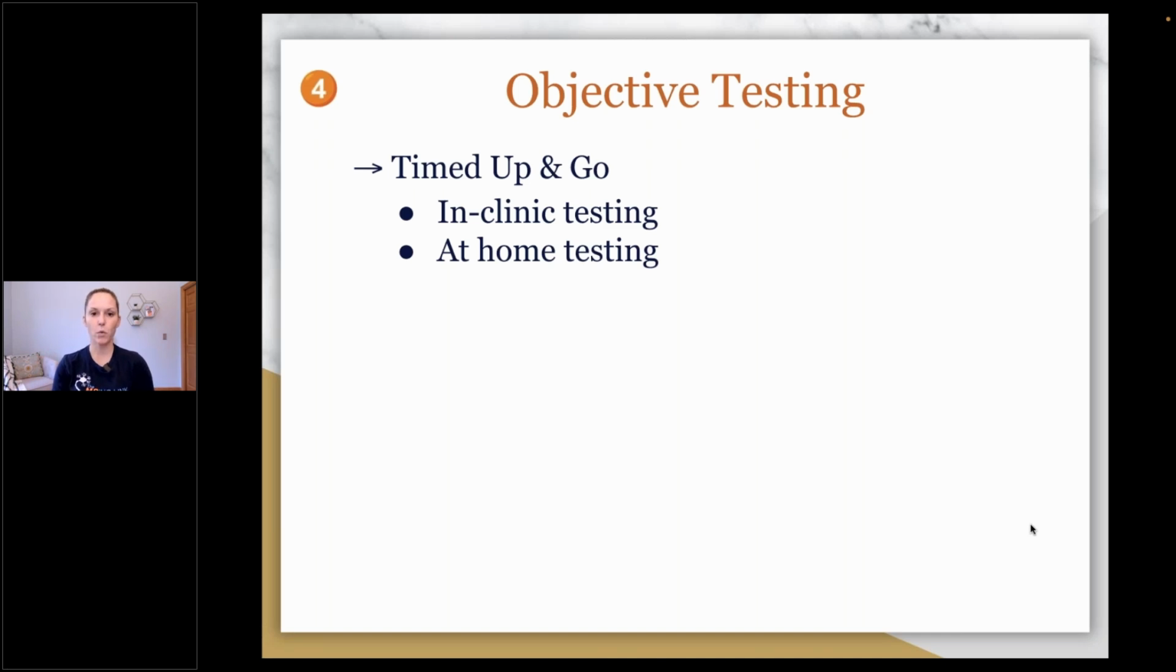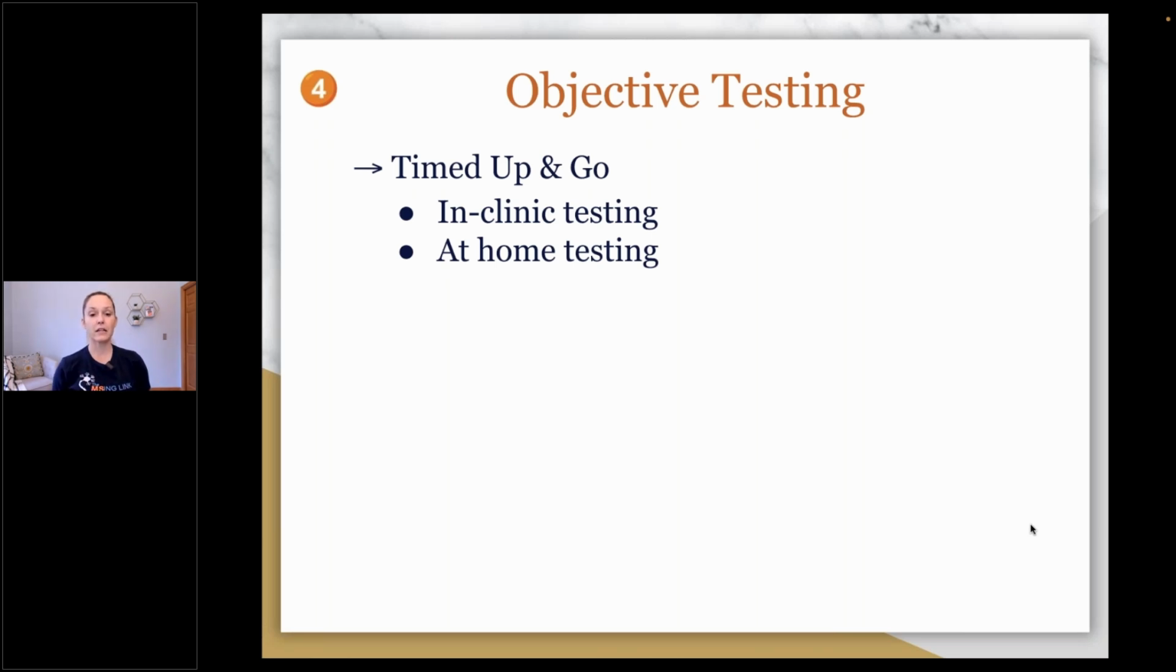If you're in the clinic, what that looks like is you're sitting on a firm surface that doesn't have wheels, and you're going to stand up, walk 10 feet, turn around, walk back, and sit back down. And your PT or your neurologist will time you from the moment you start to stand up, the timer starts. Then you stand up and you go down, turn around, come back, and from the moment your butt touches the chair again is when it stops.